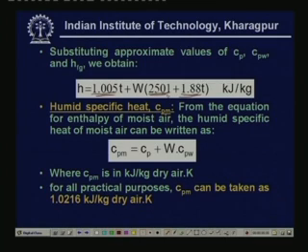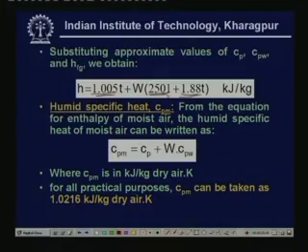So, if you remember these simple equations, then it is very easy to calculate various properties, for example, enthalpies and all, if you know other properties. Next property is the humid specific heat, that is nothing but the specific heat of the moist air. The symbol is C subscript pm.